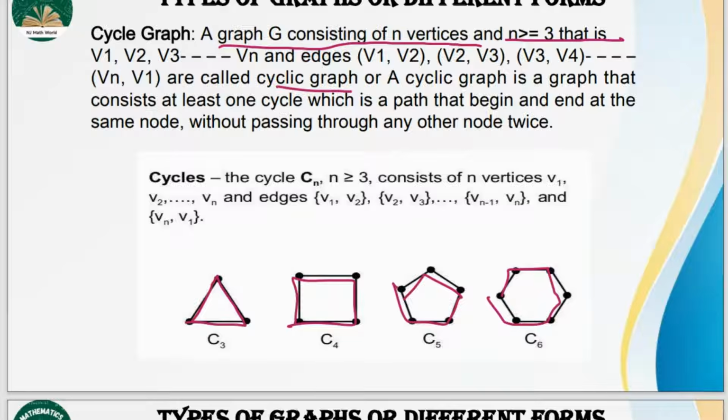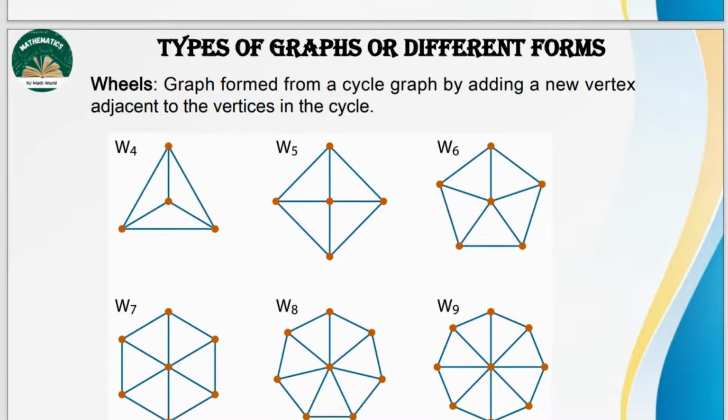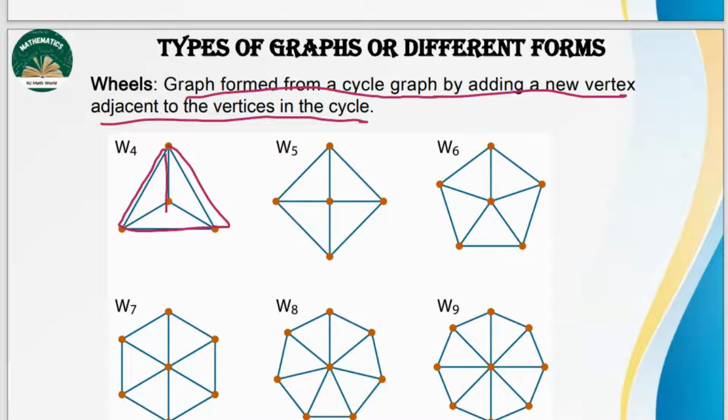Then moving on, the next one is the wheel. What is meant by a wheel? A graph formed from a cycle graph by adding a new vertex adjacent to the vertices in the cycle. So here we have a cycle of 3. You have to connect it with one point in the center. Here you have 4 points. You have to draw one point in the center and join all the 4. Same way for 5, you have 5 points. You draw a point in the center and join all the 5 points. That way you will find the wheel of a graph.